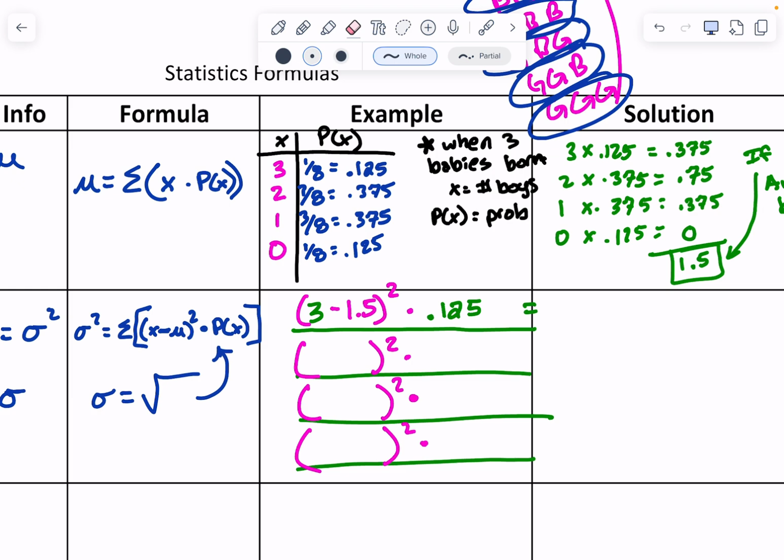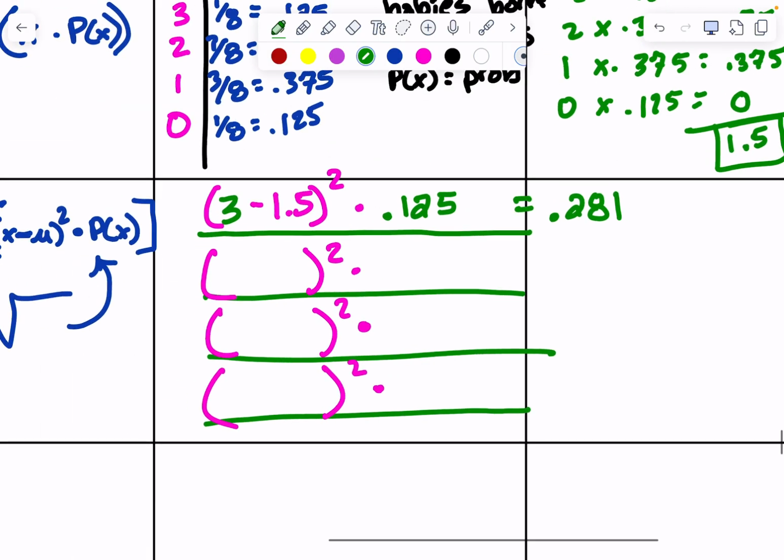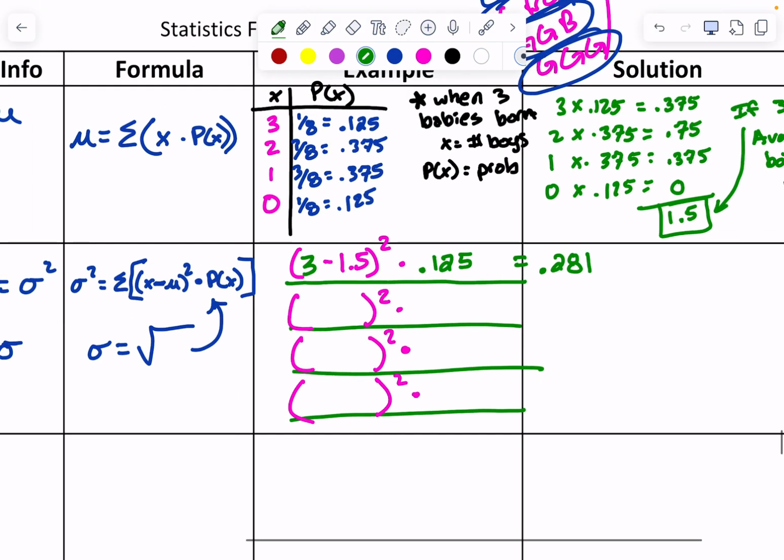Okay, 3 minus 1.5 squared times 0.125. Somebody got it? A couple people do it. It wouldn't hurt to actually practice doing this. I'm saying, some people do minus, some people do multiply. 0.281. Okay. The second one. What's my second x?